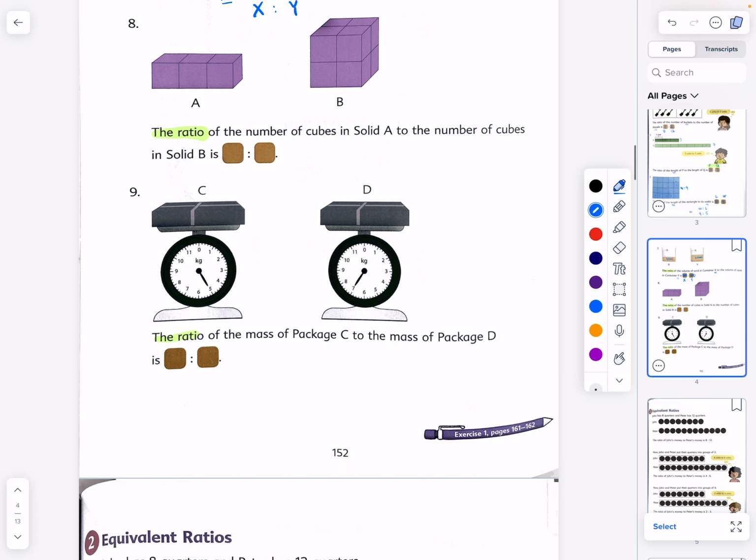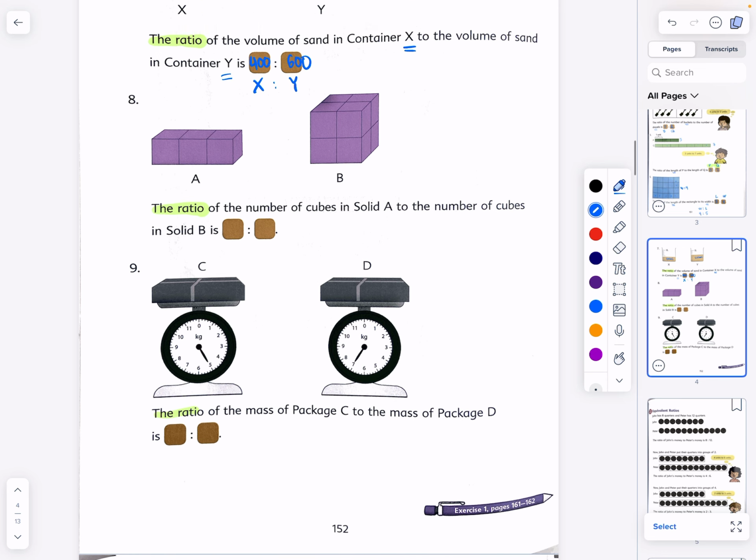Example number 8. The ratio of the number of cubes in solid A to the number of cubes in solid B. Again, they're asking for the ratio of A to B, and we have 3 cubes in the volume for A, and we have 8 cubes for the volume of B. Again, pay attention to the order. It is always given in the problem.